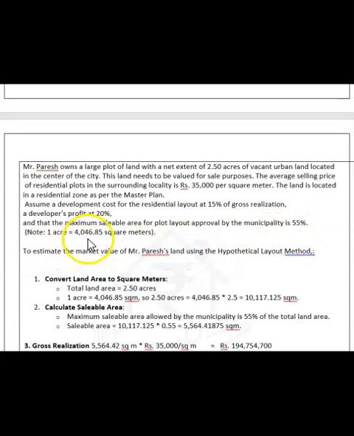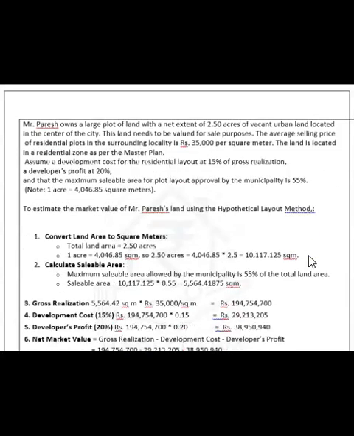Note, 1 acre is 4046.85 square meter. Here, for simplicity, I have given it in the question. In the exam, it will not be given. Remember this: 1 acre is equal to 4046.85 square meter. To estimate the market value of Paresh's land using the hypothetical layout method, the hypothetical plotting method, please go through the question in 30 seconds.